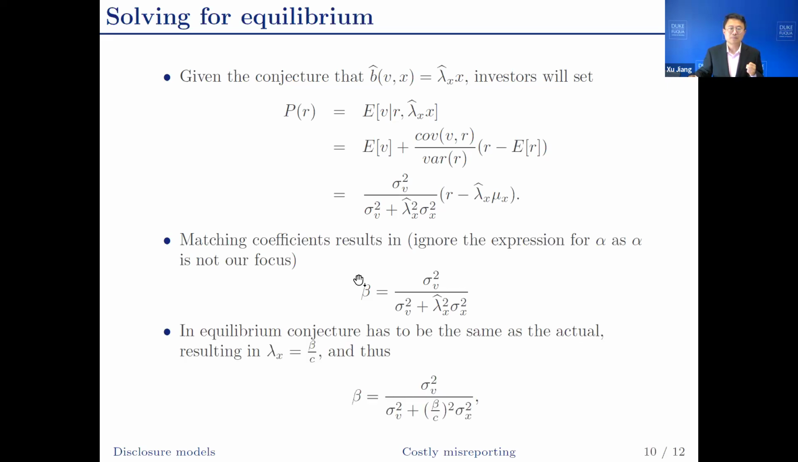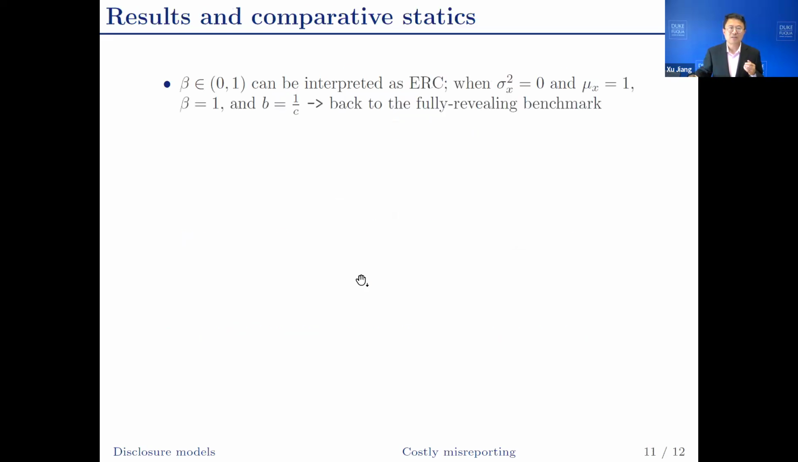beta. In equilibrium, the conjecture has to be the same as the actual, which means that all these hats would be equal to the actual choice. And therefore, we have an equation of beta. Solving for beta, we can get lambda x. And we can show that there is always going to be a unique solution beta between 0 and 1. This beta can be interpreted as the earnings response coefficient.